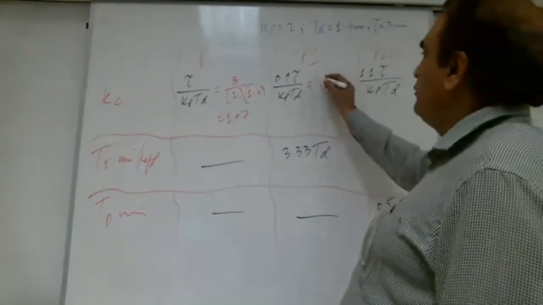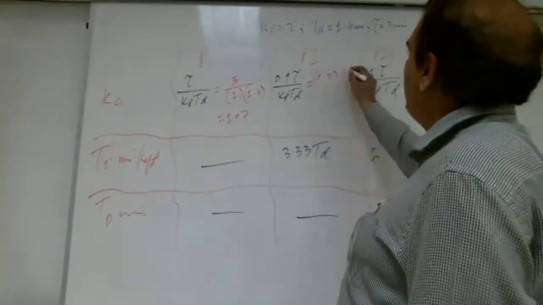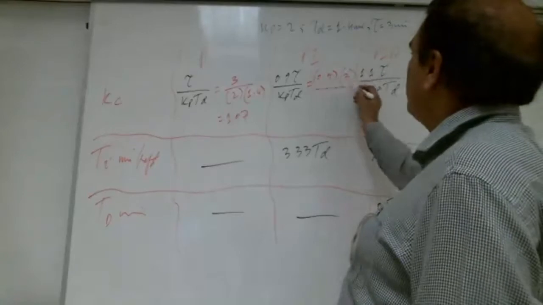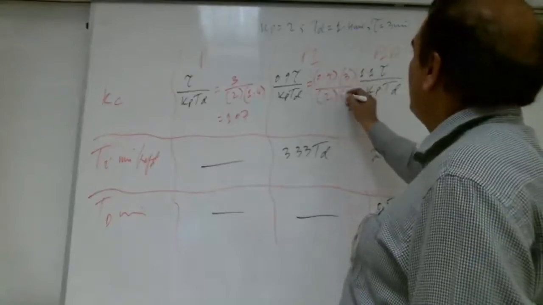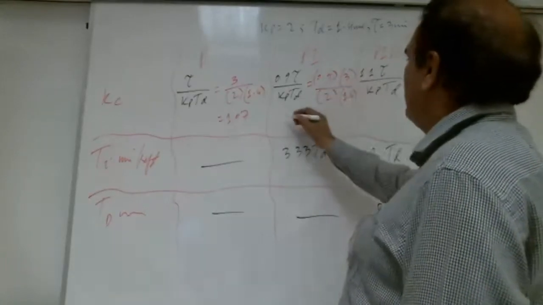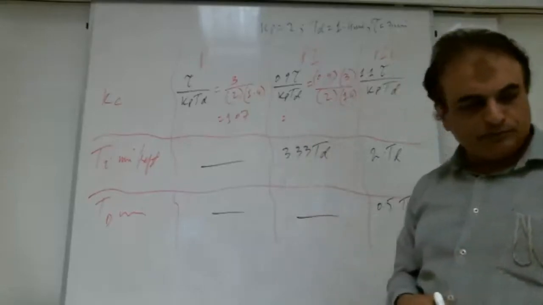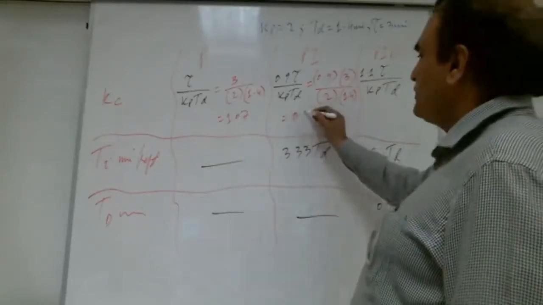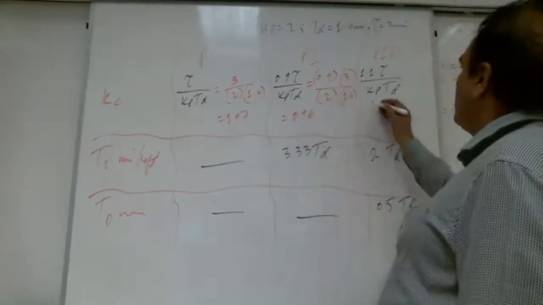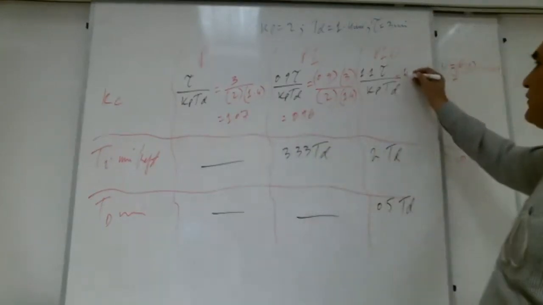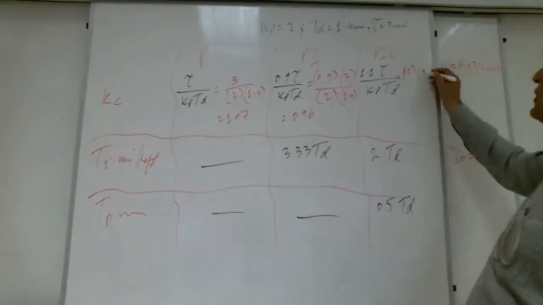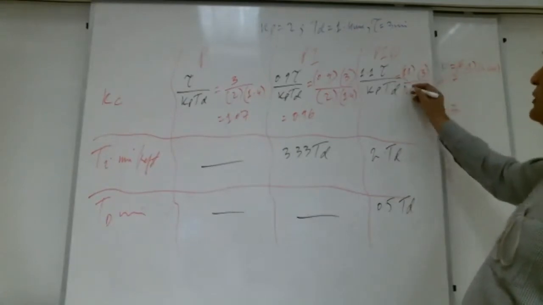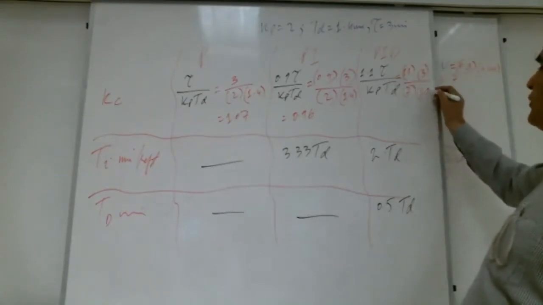Same way here, 0.9. Tau is 3, KP is 2, TD is 1.4. How much altogether, Shabab? Very good, 0.96. Same here, 1.1. Tau is 3, KP is 2, TD is 1.4. How much, Shabab?